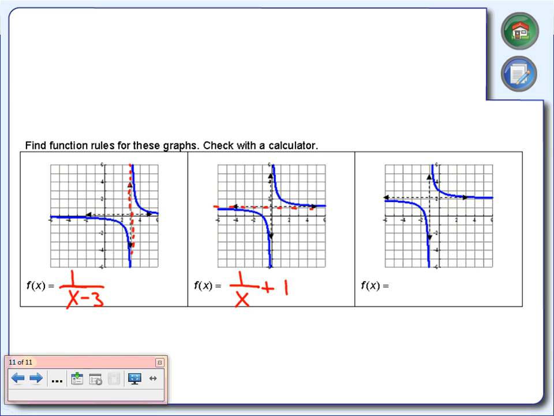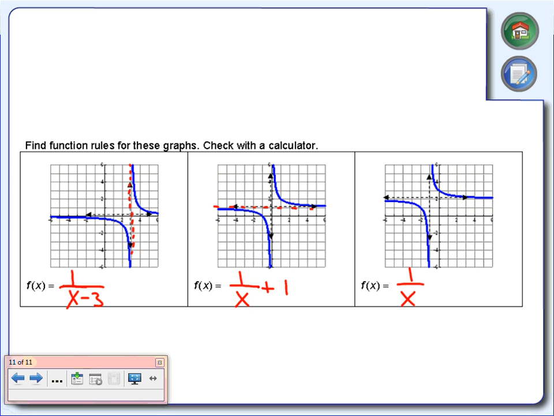We've got one more to look at over there. We need the equation of that graph. Again, I'm going to start with the parent function, 1 over x. Now this graph has been moved in 2 different directions. What's one place that it's been moved? Up. How many up? 2. What else? To the left, 1 unit.